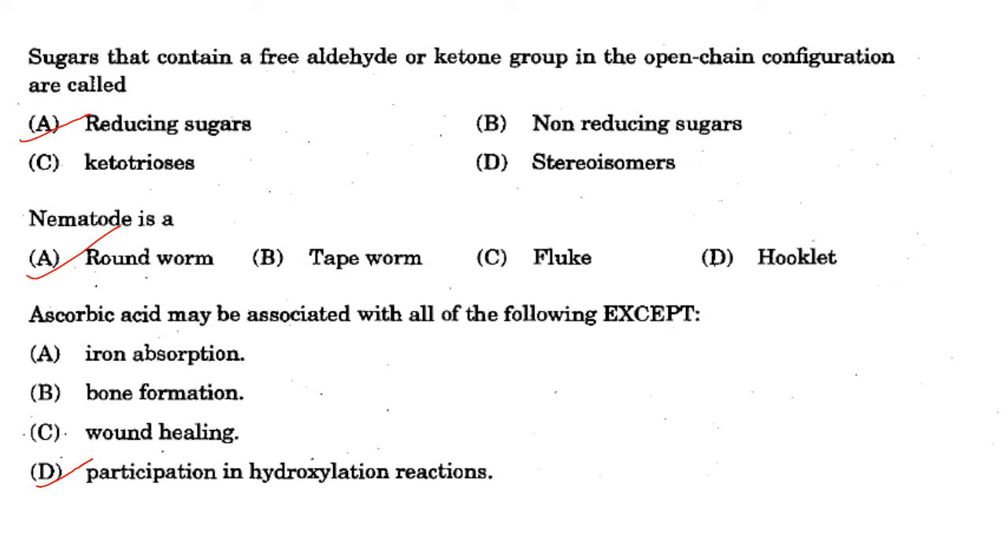Then next one. Sugars that contain a free aldehyde or a ketone group in the open chain configuration are called reducing sugars. This is also a repeated question. Now next one. Nematode is a round worm. Answer is option A. This is also a repeated question. Ascorbic acid may be associated with all of the following except participation in hydroxylation reaction. So answer is option D.